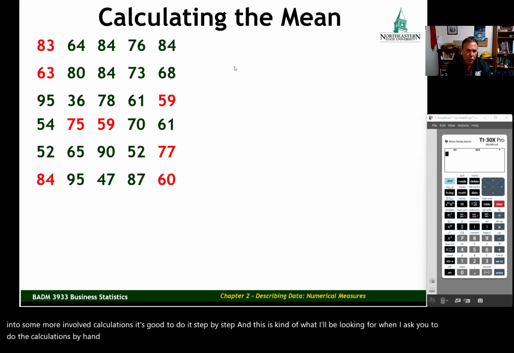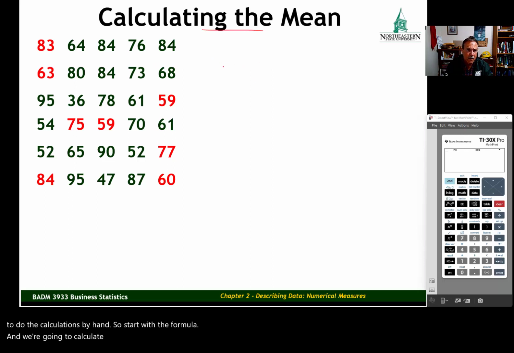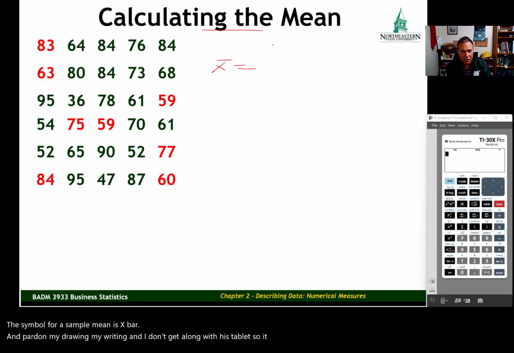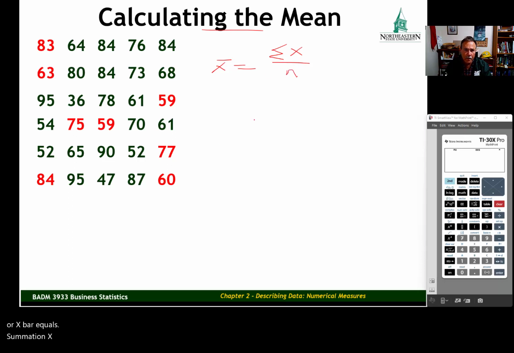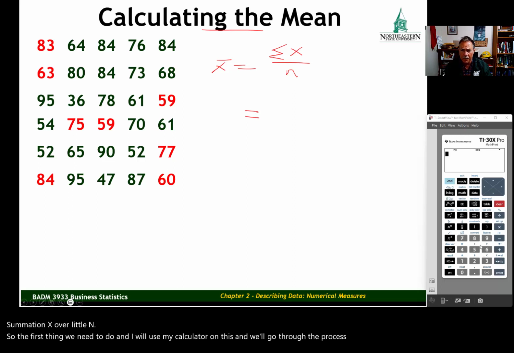So start with the formula, and we're going to calculate a sample mean. The symbol for a sample mean is X bar equals, and pardon my writing, I don't get along well with this tablet, so it may not always look that great, but X bar equals summation X over a little n. Okay, so the first thing we need to do, and I will use my calculator on this, is go through the process because we got the numbers and we got to get the numbers.